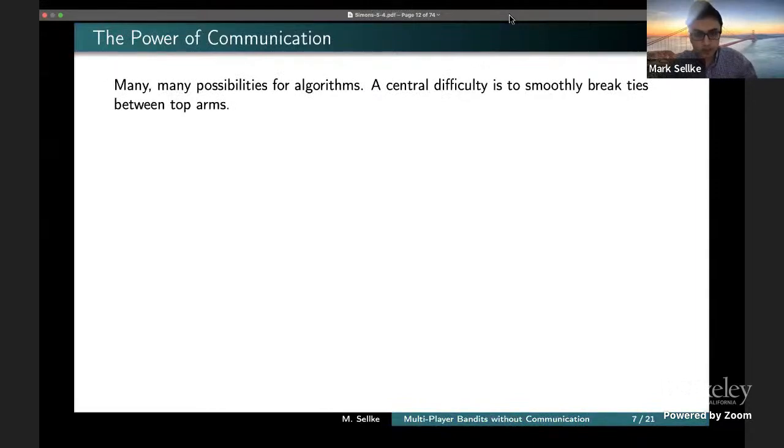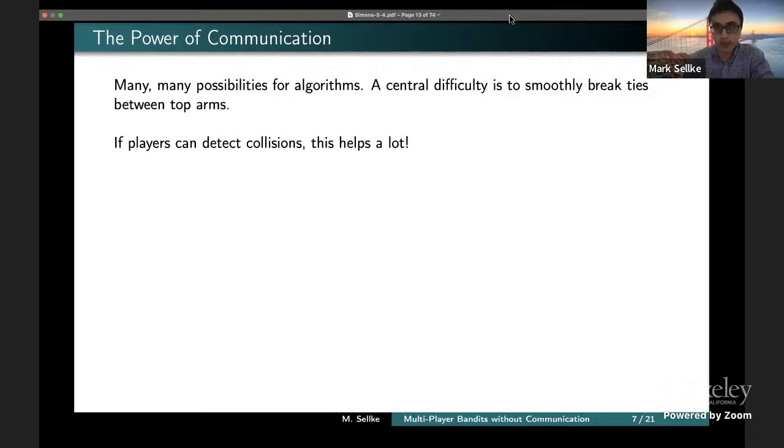Now there's a lot of possibilities for algorithms. In a sense, the central difficulty is that it's hard to break ties. So we could say that I'm going to try to get the second best arm, you're going to try to get the best arm, but maybe they're very close together. We have noisy measurements. We don't see exactly the same feedback. How do we figure this out? And if we can detect collisions, this helps a lot. That's the first thing you might think of trying to do here, because if I can tell when we collide, then we can communicate with each other.